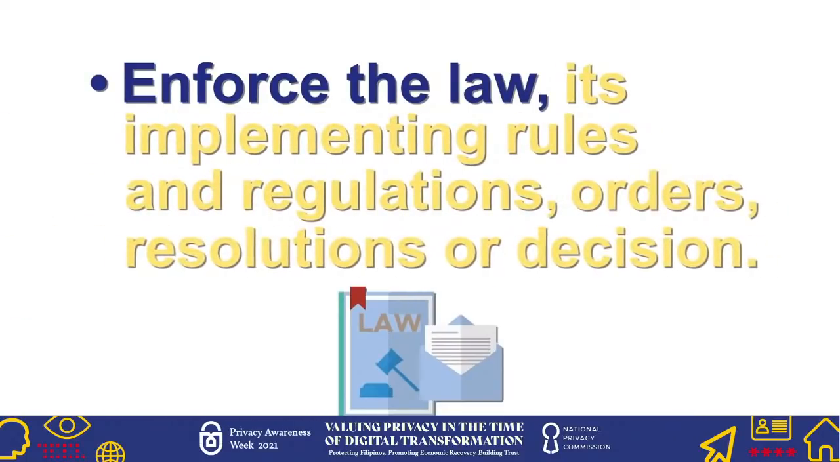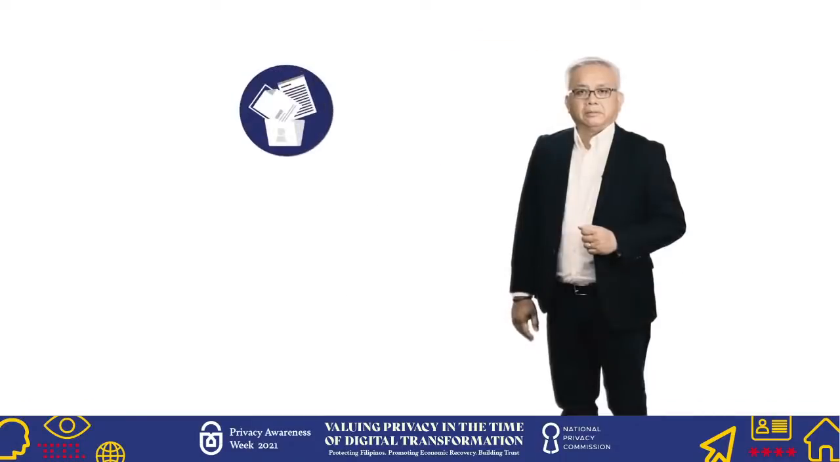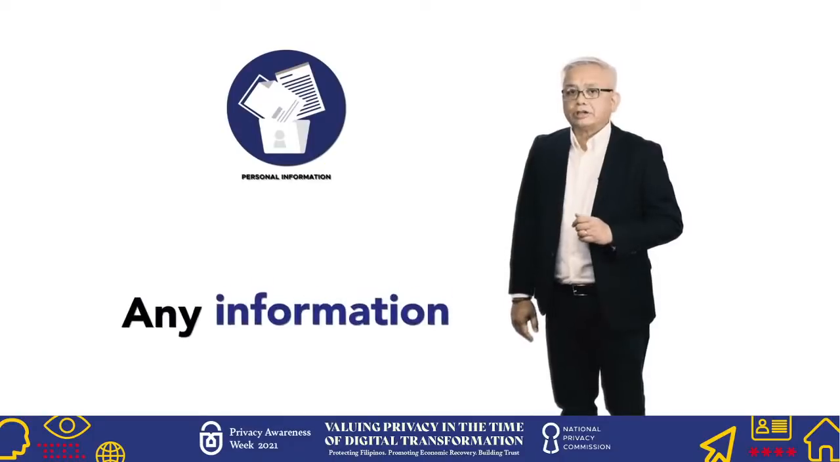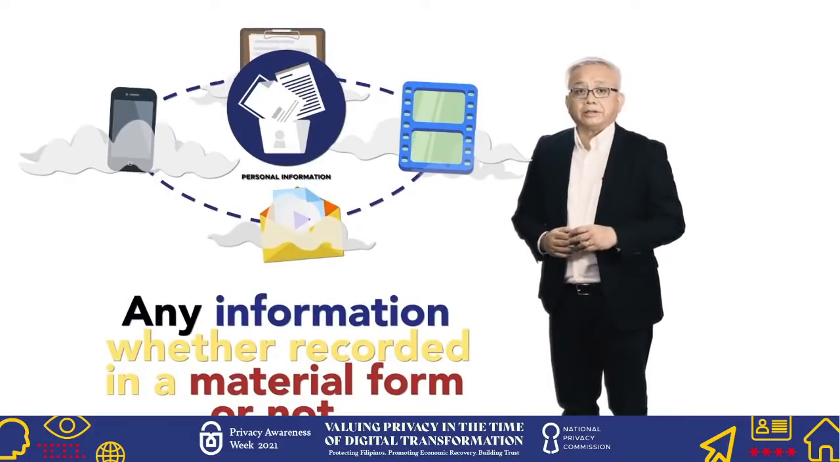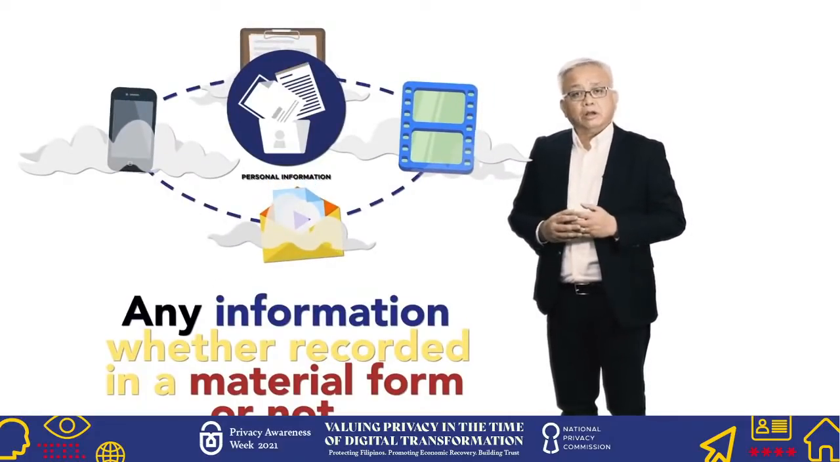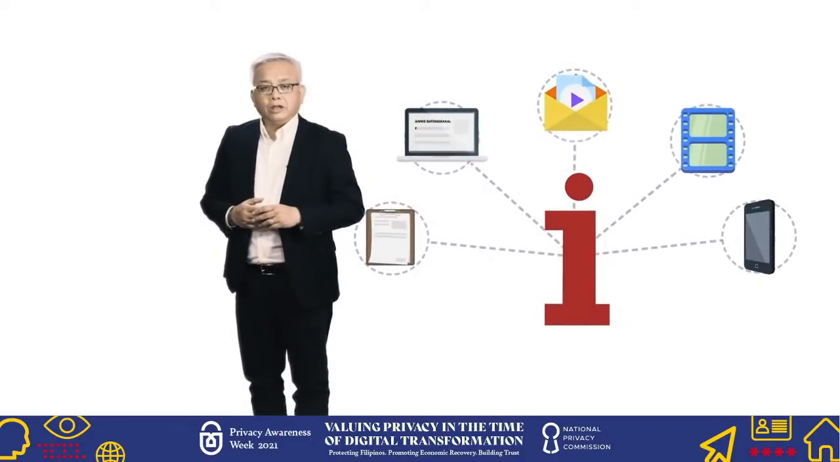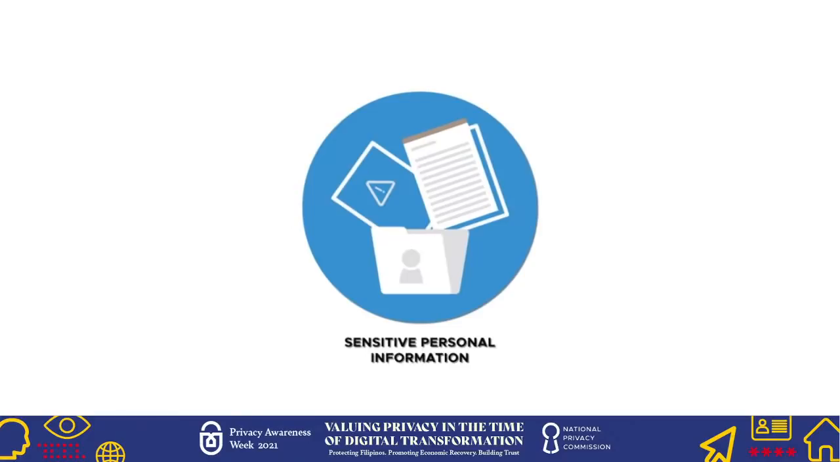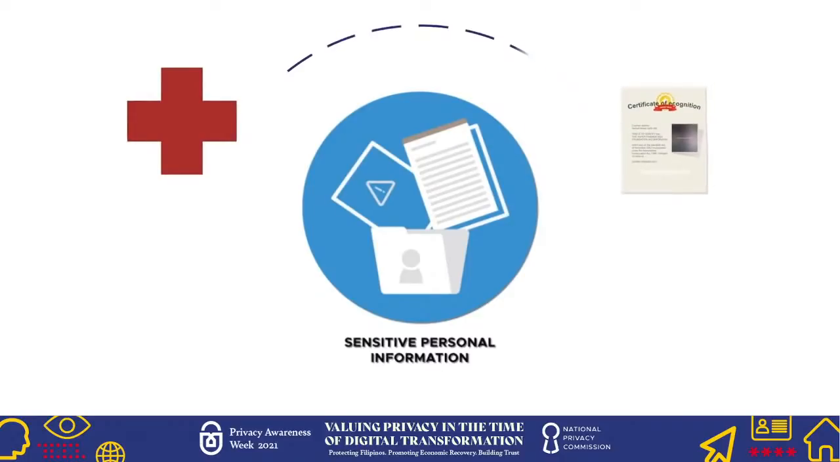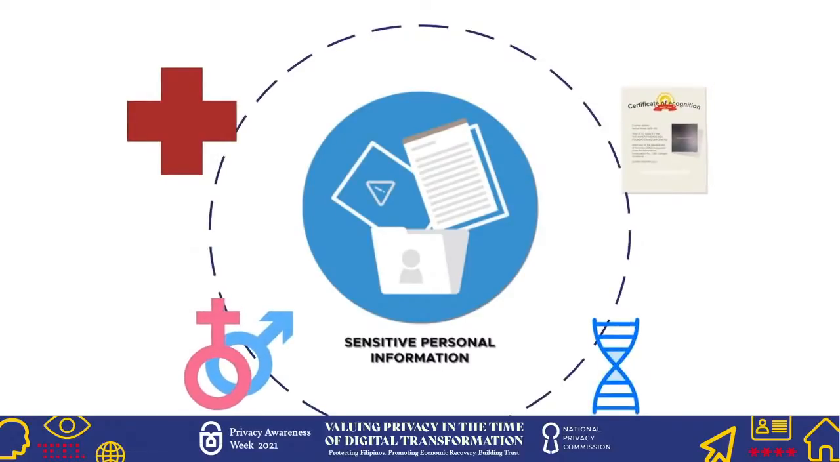Let's define some terms, starting with personal information. Personal information refers to any information, whether recorded in material form or not, from which your identity can be reasonably ascertained by the entity holding the information, or when put together with other information would directly identify you. How about sensitive personal information? This differs from the first in that it contains more in-depth information about you, such as your health, education, genetics, your sexuality, and other personal data that are more sensitive in nature.